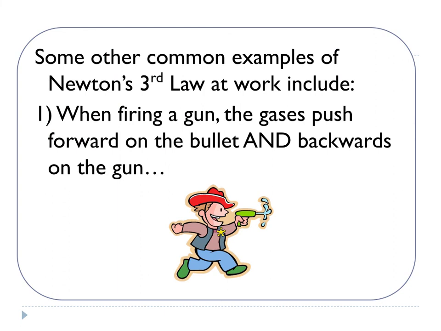So, common examples: gun. When firing a gun, the gas is pushed forward on the bullet and backward on the gun. Let's do our boxes, which are our objects. This is kind of an awkward statement. I think what they're saying here is that you have the bullet. The gases push the bullet and the bullet pushes the gases back. When the gases push back, then you have the gases on the gun. So there are kind of two sets of force pairs in there. So just watch what they're asking for.